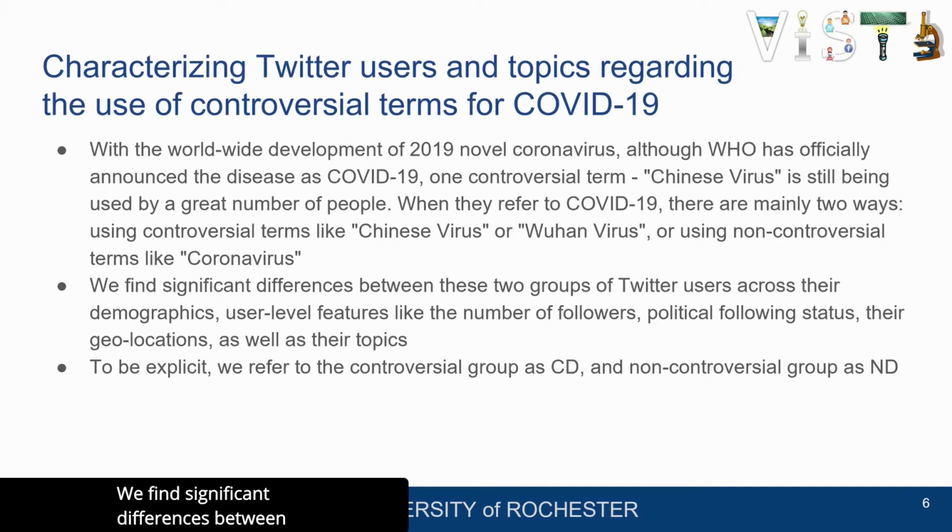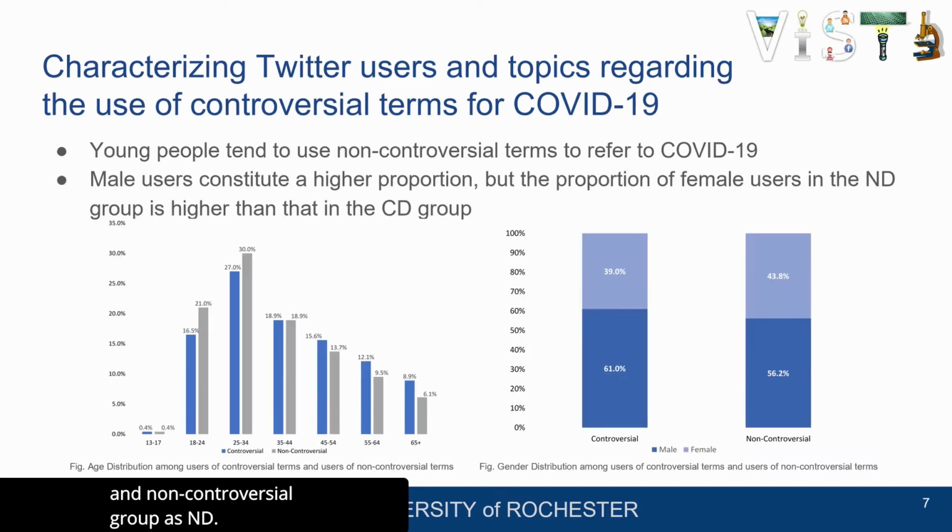We find significant differences between these two groups of Twitter users across their demographics, user-level features like the number of followers, political following status, their geolocations, as well as their topics. To be explicit, we refer to the controversial group as CD and the non-controversial group as ND. Here's what we find. Young people tend to use non-controversial terms to refer to COVID-19.